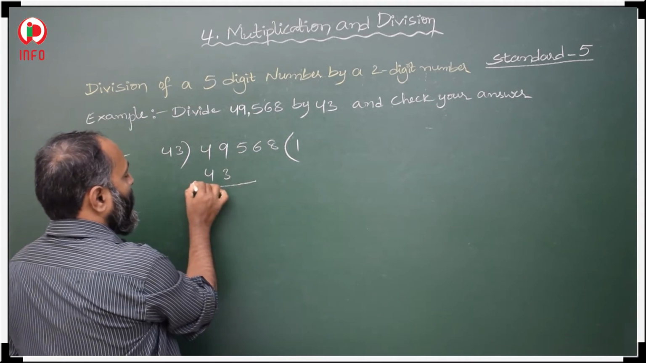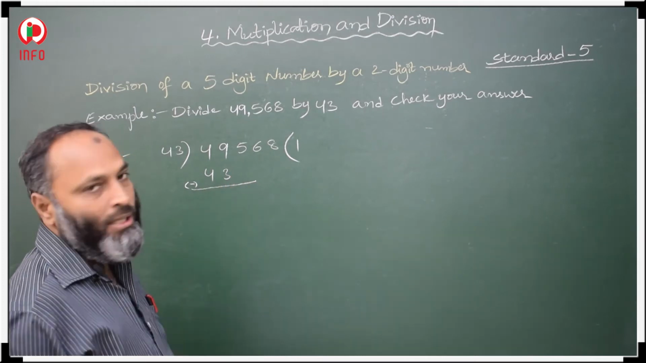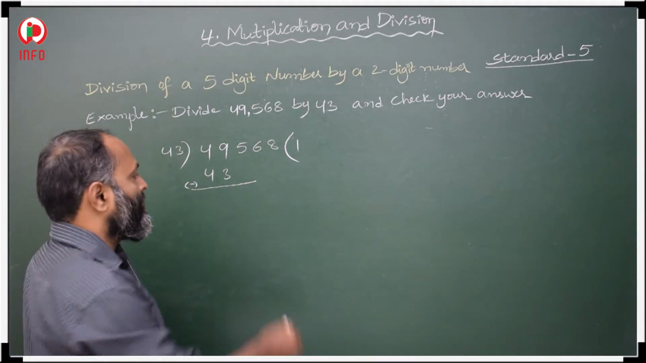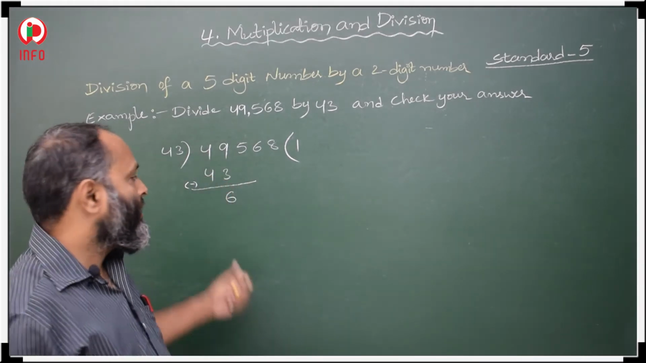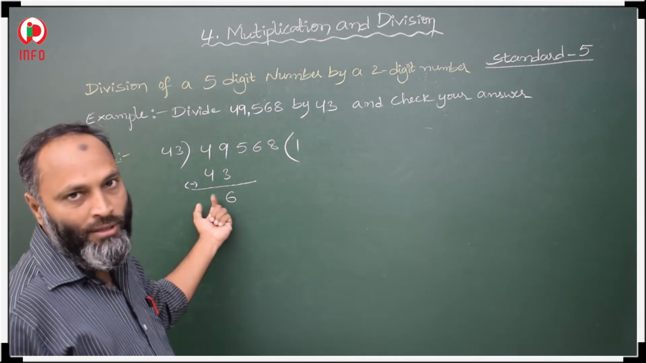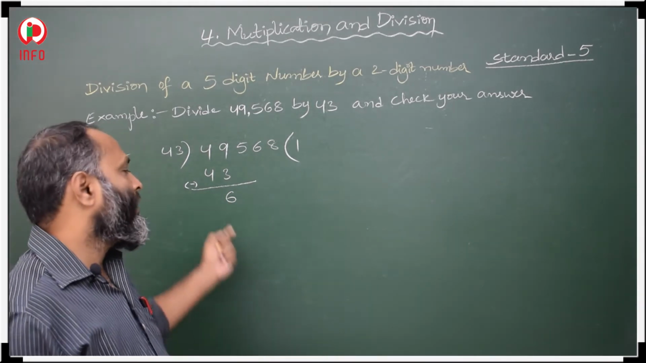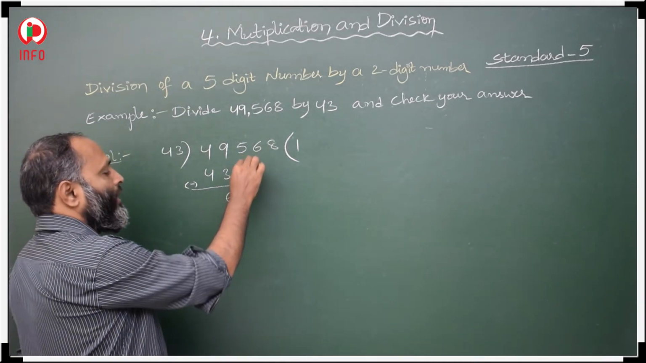Now after that, minus. 9 minus 3 is very easy, it is 6. 4 minus 4 is 0. The left side value is 0, no need to write it. 0, 6 means 6 only. Then after that you have to take 5.